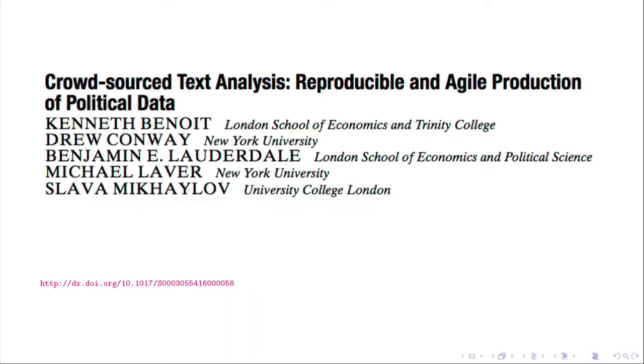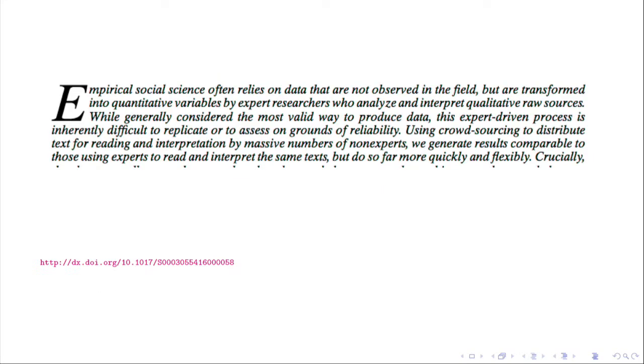So just to give an example of a paper that does this using text data, and there's a couple of things I really love about this paper, so I'm going to get to those in a second. But this is a paper by some political scientists about crowdsourcing text analysis. So what they say in the abstract is, empirical social science often relies on data that are not observed in the field, but are transformed into quantitative variables by expert researchers who analyze and interpret qualitative raw sources. So this would be things like images, text, videos, audio.